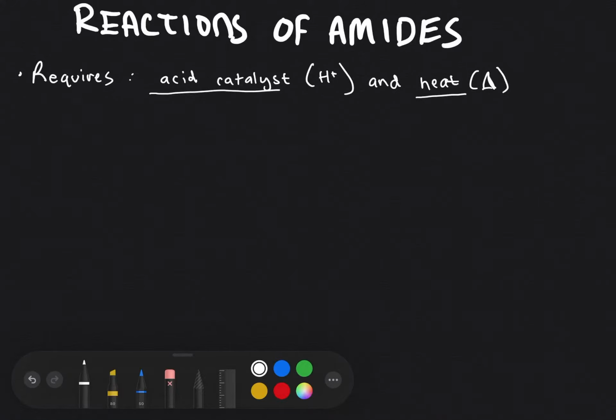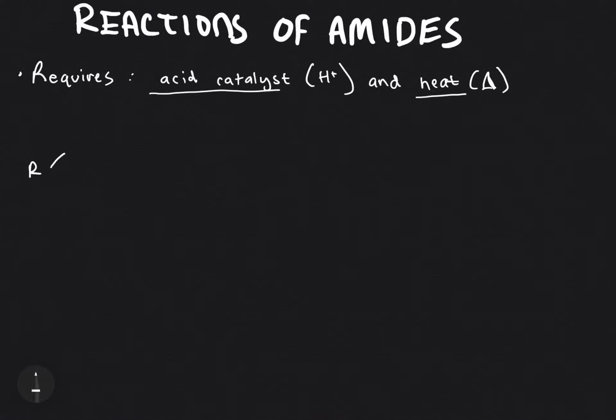Practice reactions of amides. Okay, so I encourage you to pause the video and try to work out these reactions before I do, and then check your work with mine. Just a reminder that to get amides to react, we need an acid catalyst and heat. That's just because this amide group is so unreactive. It's a very strong base. There's just not a whole lot that can replace it.